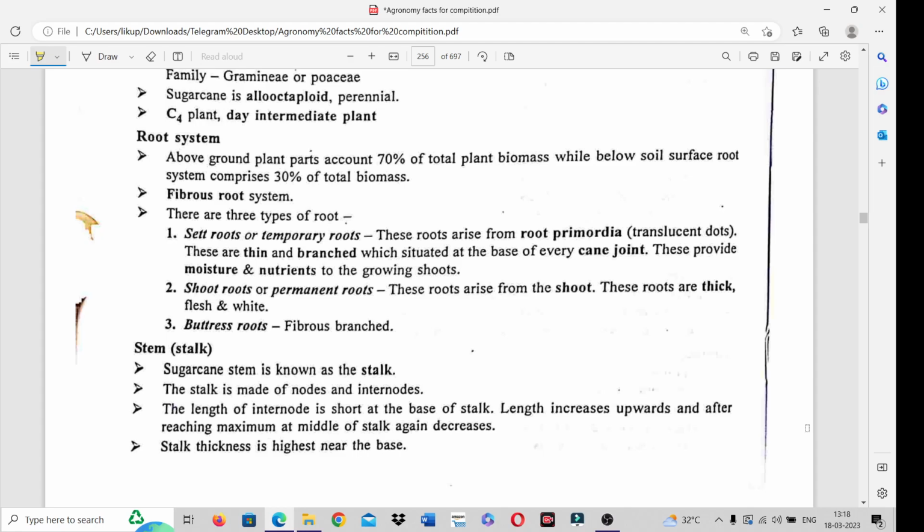Shoot roots or permanent roots: these roots arise from the shoot. These roots are thick, fleshy and white. Then buttress roots are fibrous and branched.